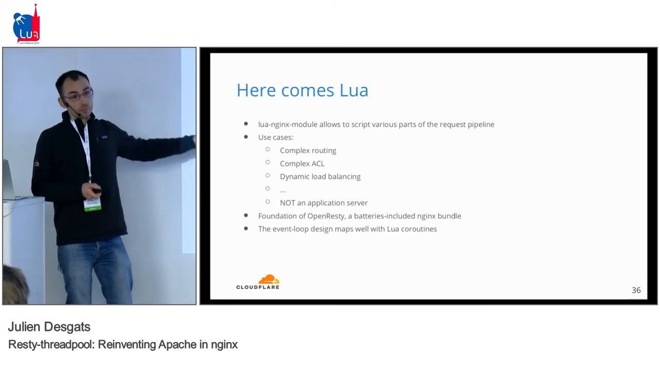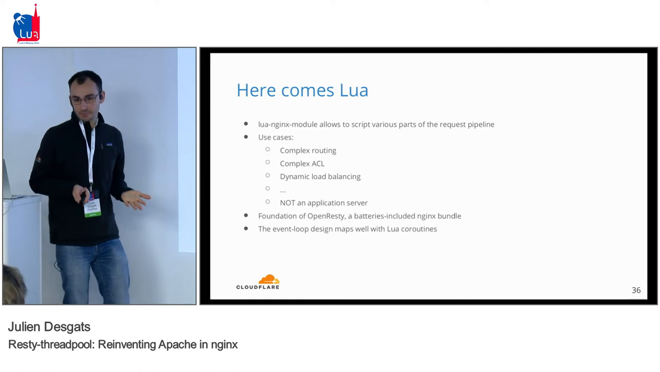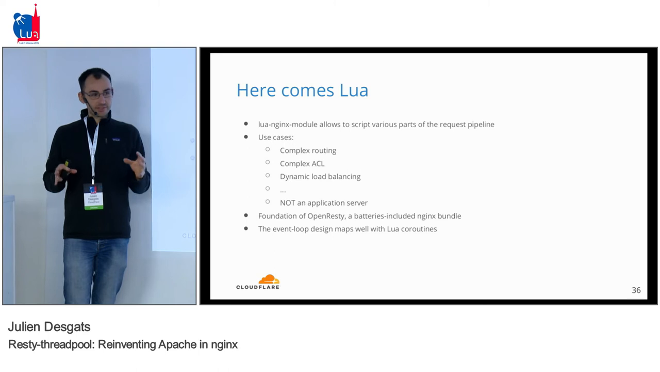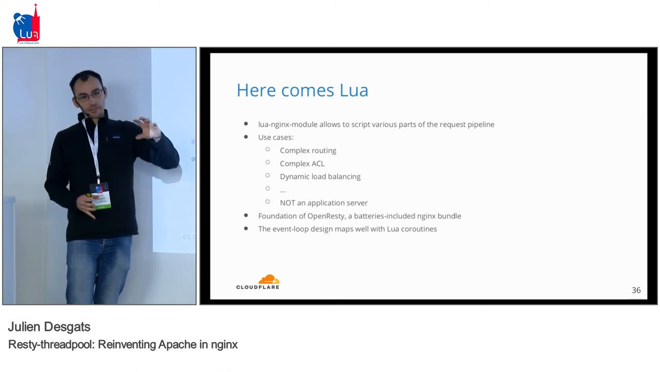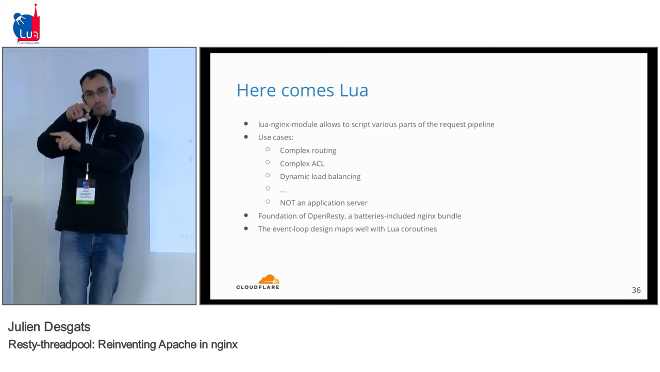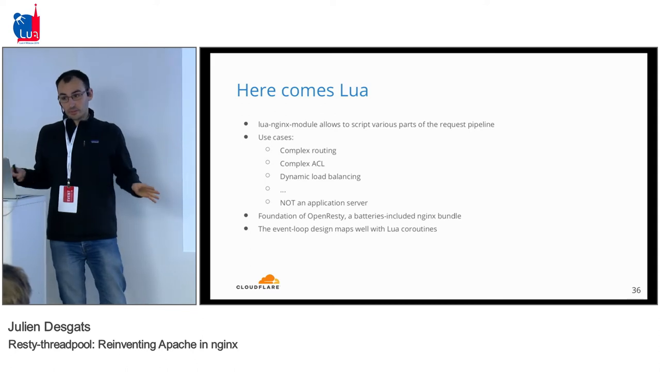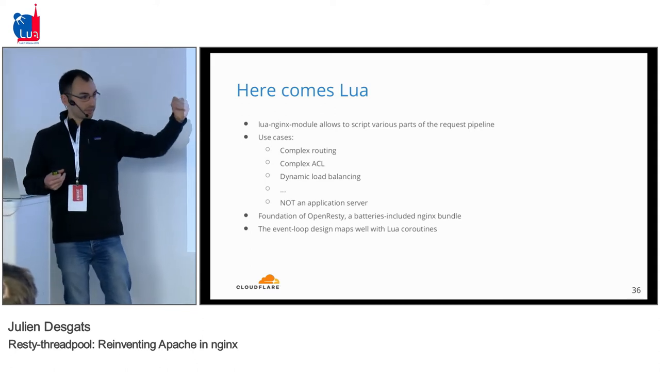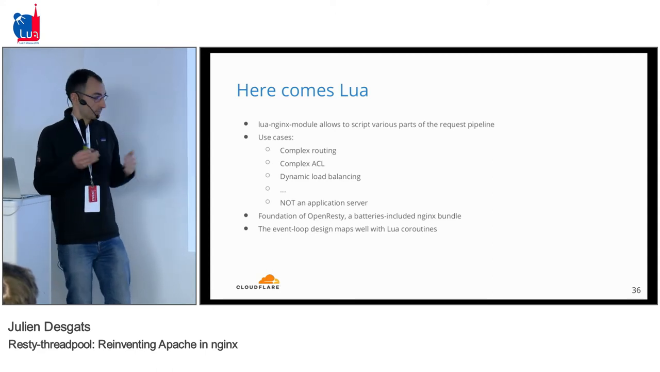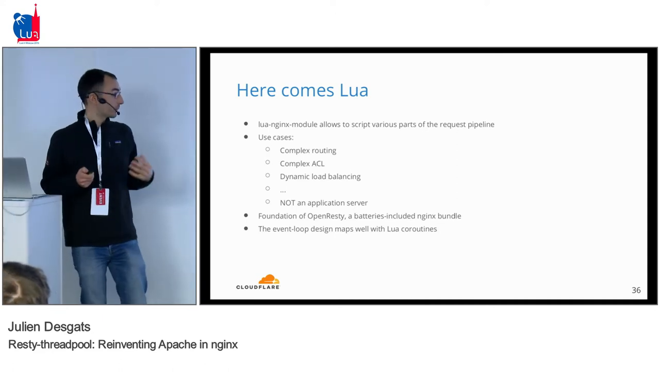And also, the event loop architecture maps really well with Lua coroutines, because if you write an Nginx module in C, it's kind of a callback hell where you have to say, oh yeah, I do a bit of work, next time call this callback, and so on. With Lua, you don't see that at all. Basically, you just suspend a coroutine, and when the work is ready, your coroutine gets resumed, and it's transparent. So it's really, really easy to work with.